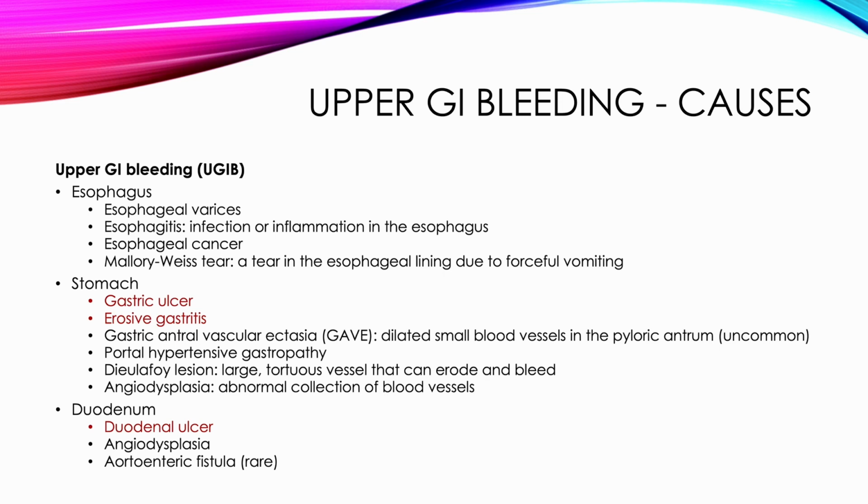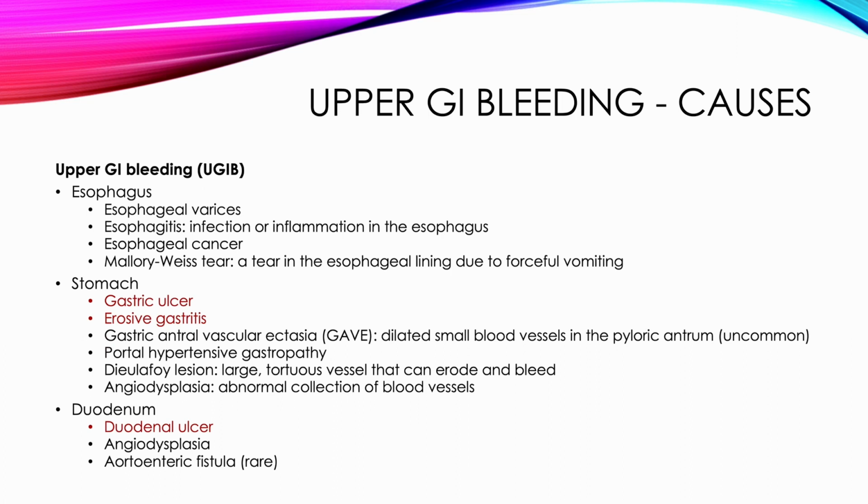Moving on to the stomach, gastric ulcers and erosive gastritis are two of the more common etiologies of upper GI bleeding. There are some other things listed on here that are a lot less common. Because of cirrhosis, you can get portal hypertensive gastropathies, a Dieulafoy lesion, angiodysplasia, and the GAVE syndrome that you see here. But by far more commonly, we're going to see gastric ulcers and gastritis. Statistic-wise, about 20 to 25% erosive gastritis, and about 20% gastric ulcers.